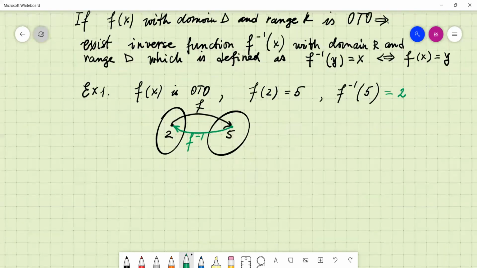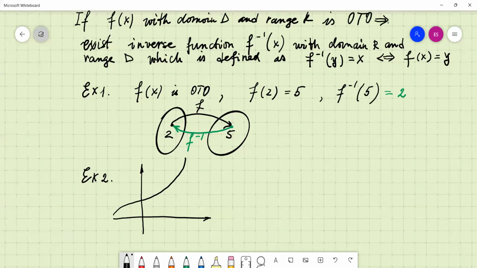Now, another example is going to be the graph. Let me give you example 2, the graph. Imagine that we have a graph and the function is 1-to-1. You see that for every x, you have only one y. And the graph goes like 1, 2, 3. So here it equals 2, here it equals 2.5, and here it equals 3.5.